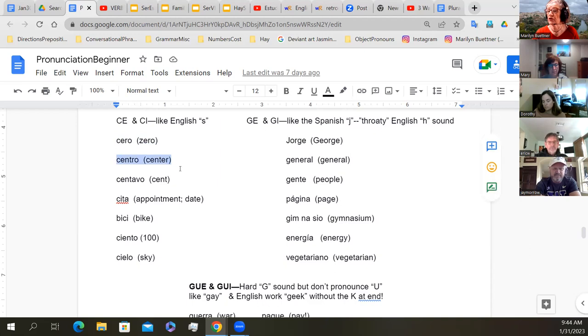Here's the word for center, or it also means downtown, like a downtown area. And that is the word centro. Okay, bien. We'll take the next example here of a CE combination. Centavo.